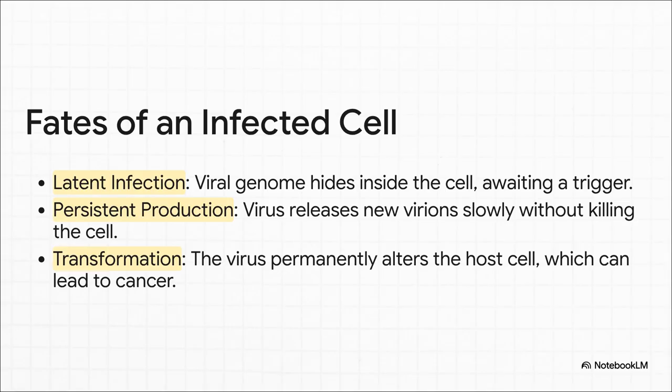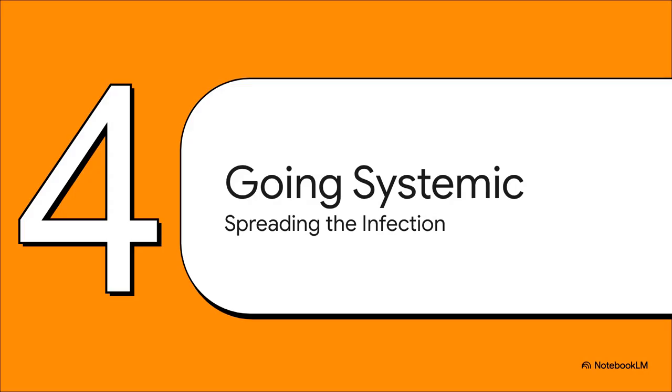But this takeover isn't always so dramatic. Sometimes the virus plays a longer game. In what's called a latent infection, like with herpes viruses, it just hides its genetic code inside our cells and waits for a trigger. In a persistent infection, it releases new viruses slowly, without actually killing the host cell. And in the most serious cases, it can permanently change the cell's programming, a process called transformation that can sometimes lead to cancer.